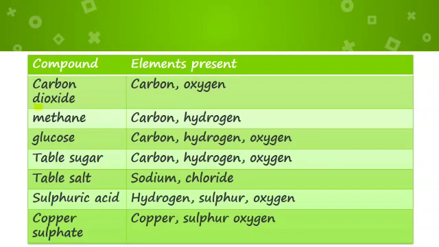When we talk about copper sulfate, it consists of copper, sulfur, and oxygen. So these are some of the very common examples of compounds and the elements present in them. I hope it is quite easy for you to learn these simple things, and it would be really easy for you to understand the composition of a compound if you know the elements present inside it.